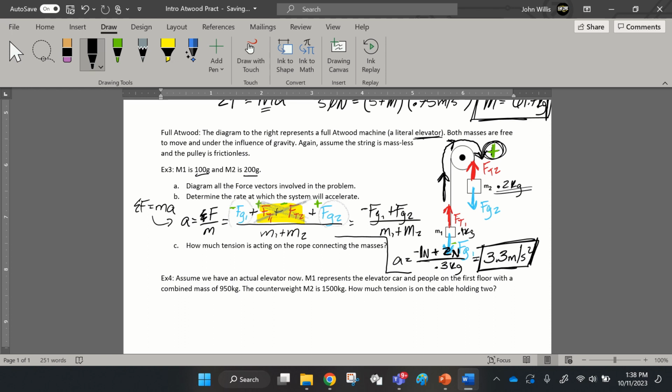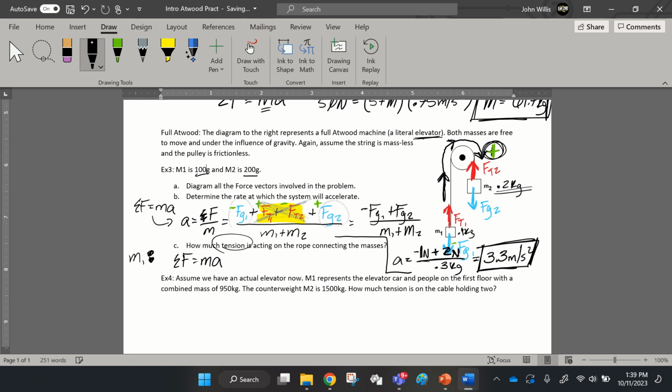Now, once we have that value, we can go back and calculate what the tension should have been inside this Atwood machine. To do that, you only need to look at one of the two masses. It doesn't matter which one. Let's look at M1, just because it was the smaller of the two masses. We can use the information we know about M1 to calculate the force of tension. Again, objects only accelerate because there's a net force acting on them.